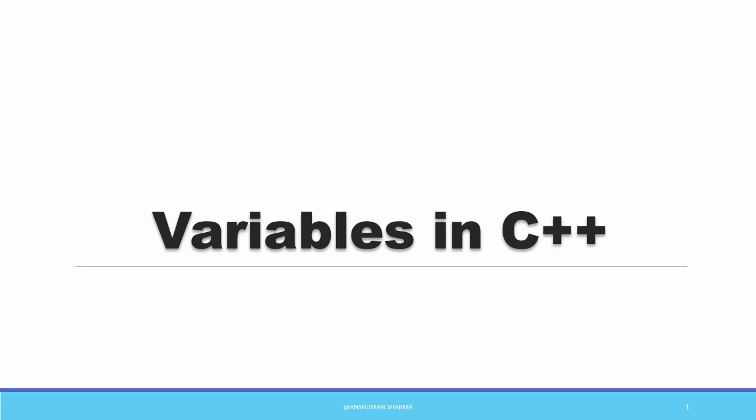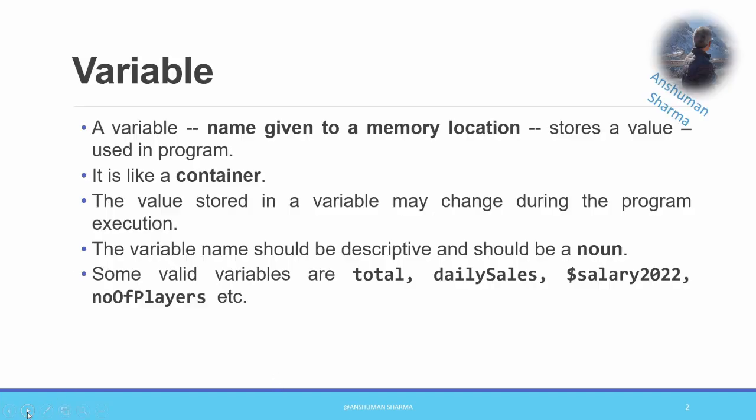Hello everyone. In this lecture, we'll be discussing variables in C++. Variables in the C++ language are a very important concept that you should be aware of and will be using. The term variable means something that is changing and is able to change. In any programming language, we have variables. These are the names given to memory locations, and they are used to store values that can be used in the program.